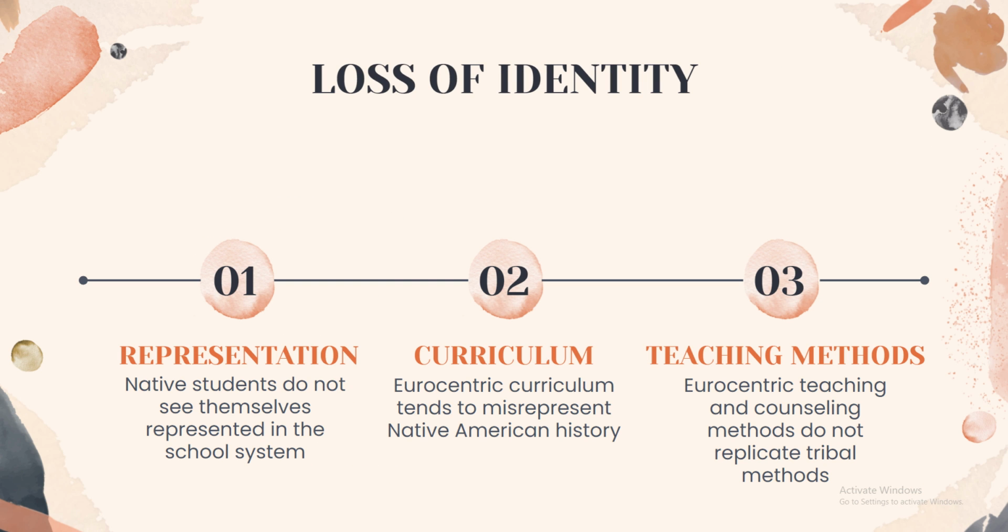Next, we have a loss of identity that happens with Native American students. A loss of identity means that they don't really truly know where they fit in with their culture and with the Eurocentric culture that they're a part of. What we've seen is a lack of representation of Native American students and their culture because of the curriculum that we use. Our curriculum works to misrepresent, hide, and erase the history of Native American students.